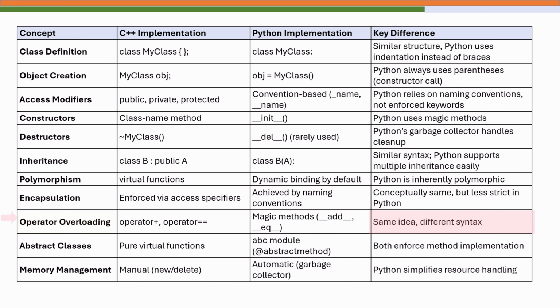Operator overloading: we have overloaded several operators in C++. In Python, as we have just discussed, the idea is the same, but the syntax is different. We use magic methods. For abstract classes, the C++ implementation uses pure virtual functions, whereas the Python implementation uses the ABC module. Both of them enforce method implementation. In C++ memory management has to be done manually. You manually allocate and deallocate the memory, whereas in Python this is done by the automatic garbage collector. So Python basically simplifies resource handling.